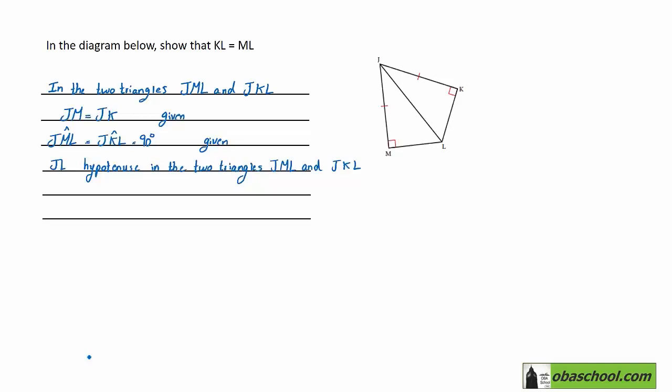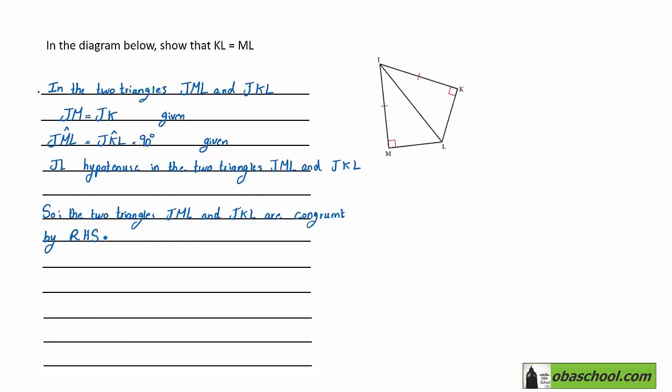Now, to prove, we shall say the two triangles JML and JKL are congruent by RHS, right angle, hypotenuse, and side. Now to prove both sides KL and ML equal, if we consider both congruent triangles, if JM is equal to JK and JL is common, then ML is equal to KL. And that is, of course, corresponding sides in congruent triangles. So we write KL equal ML, corresponding sides in congruent triangles.